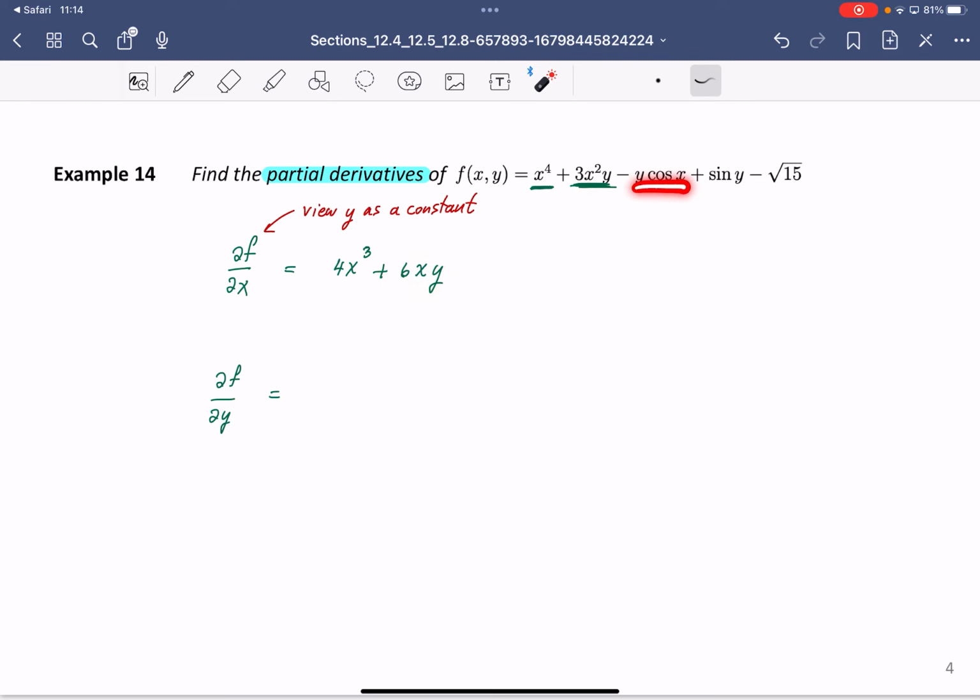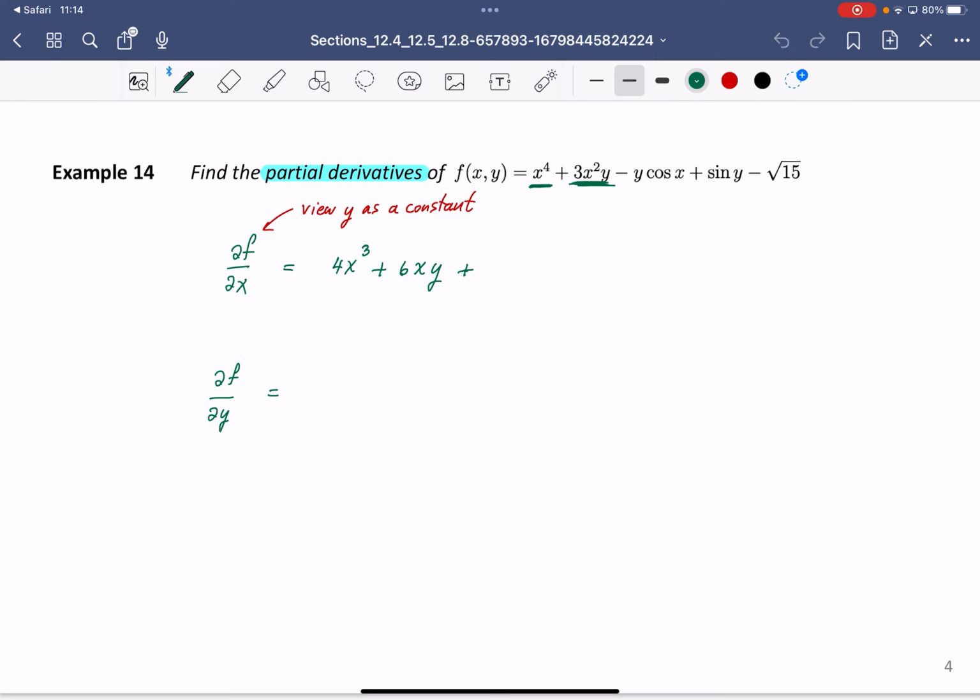And for y cos x, you're going to differentiate with respect to x, so keep y constant, so it's going to be minus y, keep y constant, and then differentiate cosine, you get negative sine. And then differentiate sine y, you get 0, right? And then differentiate minus square root 15, you get 0 as well. So at the end, you have 4x cubed plus 6xy plus y sine x. This is super simple for this question.